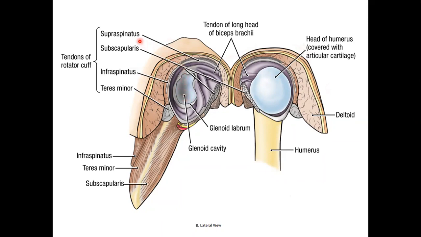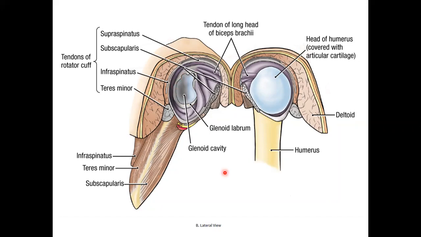They've shown you the different SITS muscles in this area. So here's your supraspinatus tendon that we saw before. Here's your infraspinatus. Here's your teres minor. And then here's your subscapularis. Again, here's the tendon of the long head of the biceps going to insert on that superior aspect of the glenohumeral joint. Here's the glenoid labrum around the joint itself.